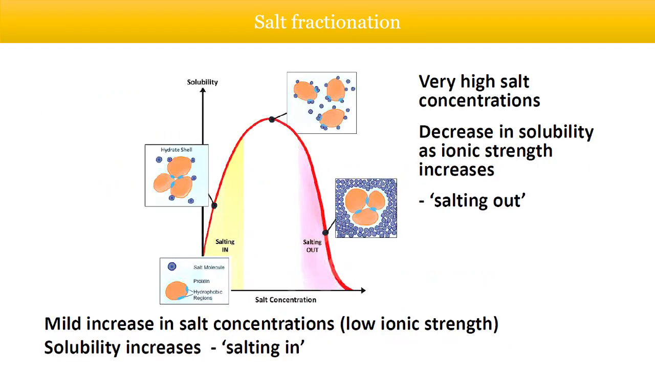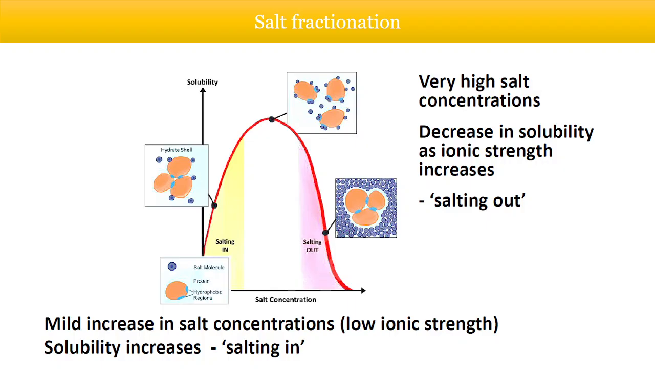Now, the other form is a salt fractionation. Very high salt concentrations, if you are using, lead to salting out of the protein, whereas a mild increase in salt concentration leads to salting in. As you try to increase the salt, slowly the solubility of the protein increases, and there is a limit above which, if the amount of salt increases, it leads to salting out, and that will lead to the precipitation of all the proteins of your interest that are not soluble in such an ionic condition.